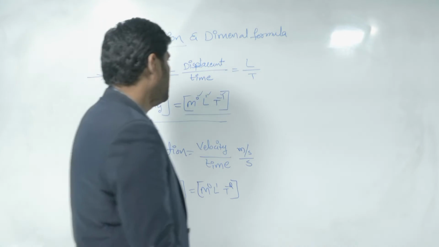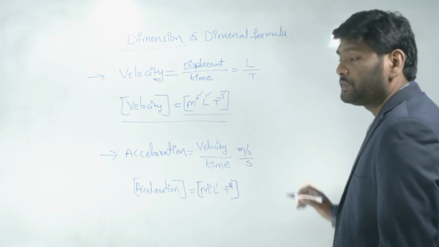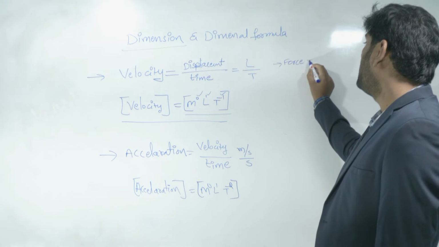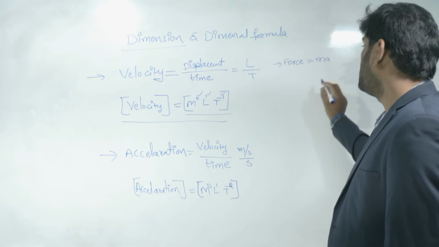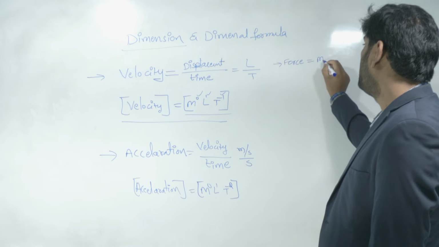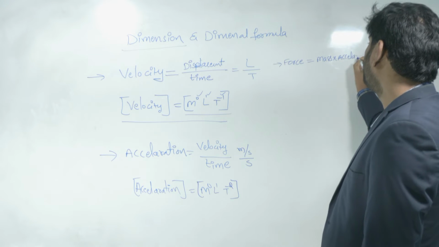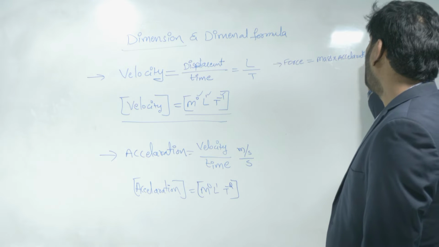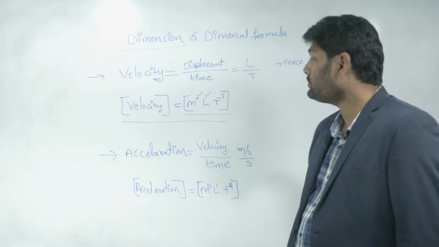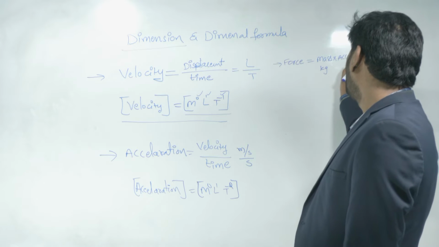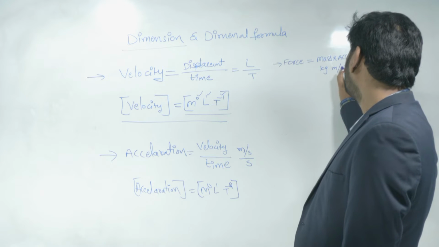So this is your acceleration dimensional formula. Once you know the acceleration, even you can write for force. Force formula is mass into acceleration. What is the formula? Mass into acceleration. When you write mass into acceleration, mass is kg, acceleration is meter per second square.